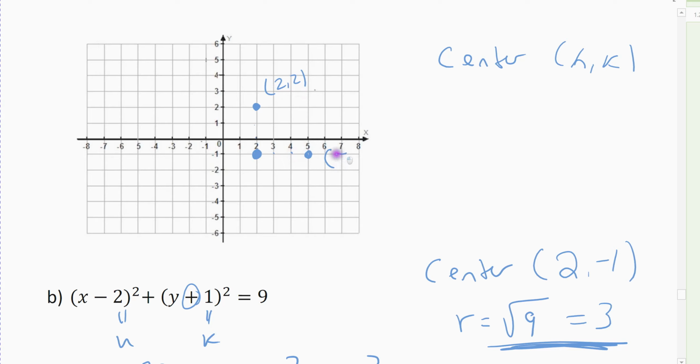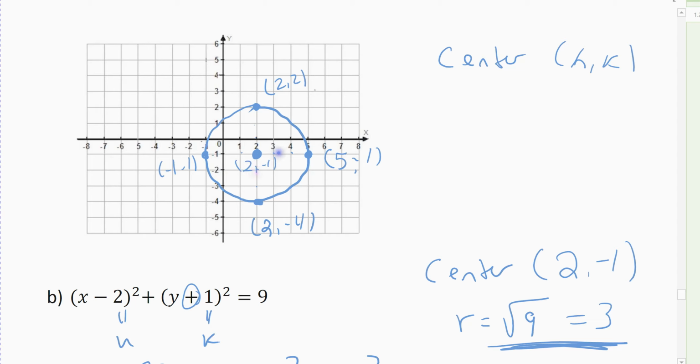That would be at the point (5, negative 1), down 3. That would put me at (2, negative 4), and then back out to the left 3. 1, 2, 3 puts me at the point (negative 1, negative 1). There are the 4 points that I'm going to use to graph my circle. And so now you draw a circle between those 4 points. All right, so there's my circle where the center is at the point (2, negative 1), right?